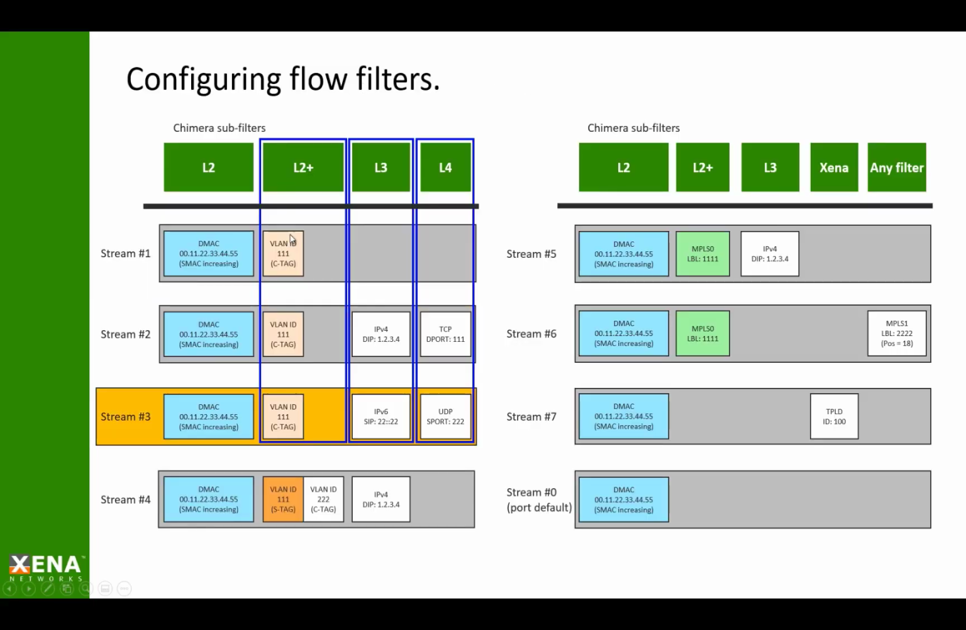Here, I'll use my L2 plus subfilter to match the VLAN. I'll configure the L3 subfilter to match the IPv6 source address, and finally, I'll use my layer 4 subfilter to match the UDP source port.